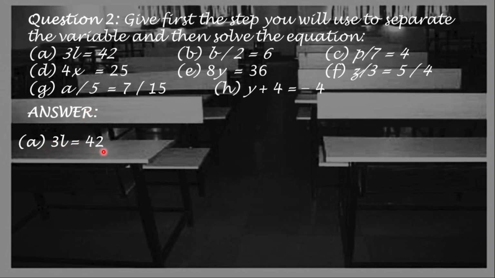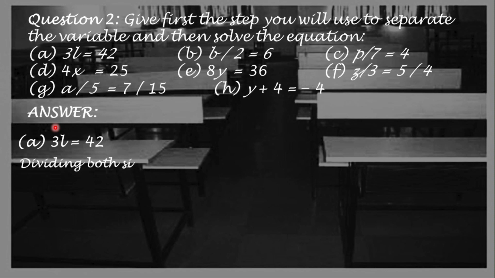What is the number here? 3 multiplied by L. So what is the opposite of multiply? The opposite of multiply is divide. So here we are multiplying 3 to the variable, and I already told you in the left side we are always keeping the variable. So what we need to do, we need to remove this 3. So the opposite of multiply 3 is what? Divide 3. So in this question we will divide 3 both sides of the equation.